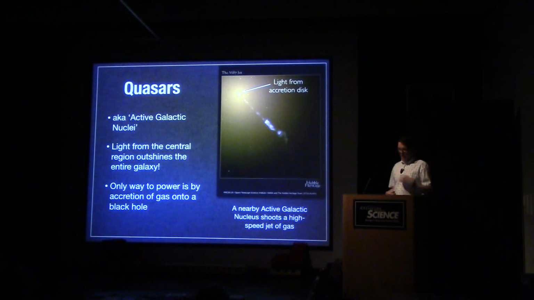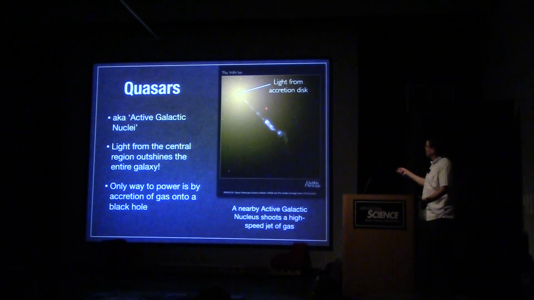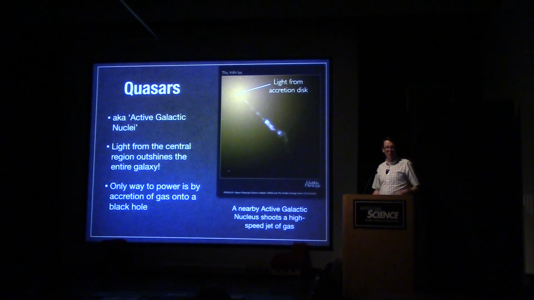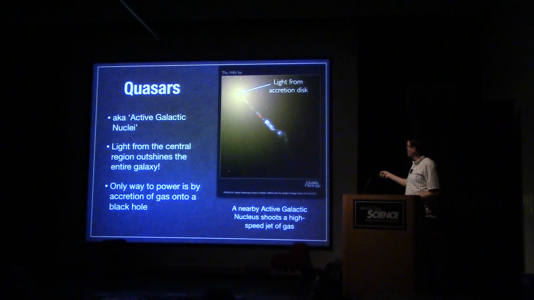And of course, these sorts of objects were first discovered and are known as quasars, or alternatively as active galactic nuclei. One of those objects was M87, the one we just talked about. This is M87. Here is the light from the accretion disk, the glowing nucleus of the galaxy. And here is the jet that's getting spat out from close to the black hole and traveling millions of light years out into intergalactic space.